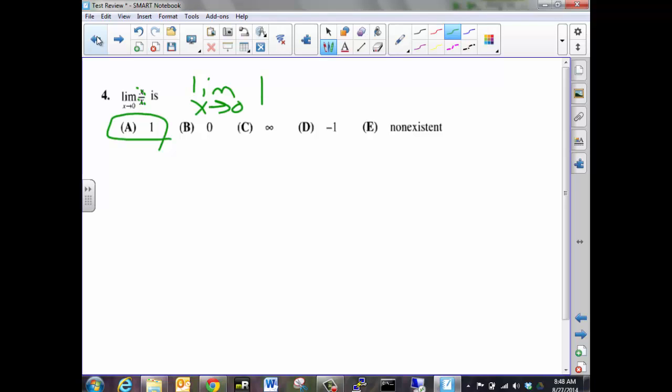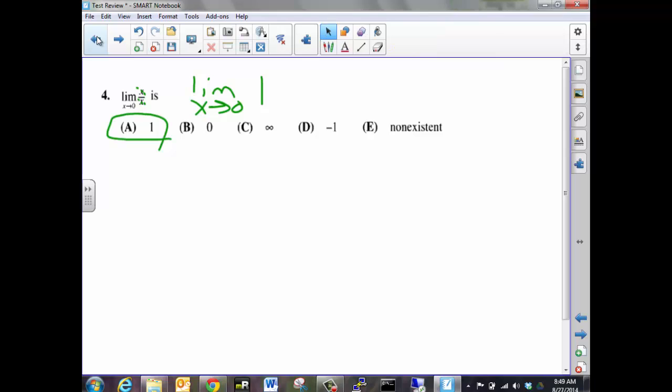What's the limit of this problem that I wrote in green when x is approaching 7? 1. What about when x is approaching pi? 1. What about when x is approaching anything? 1. Approaching infinity? 1. Very good, okay. Just because we don't have an x out there is okay. Everything's just going to 1. Everybody's going to the same place.